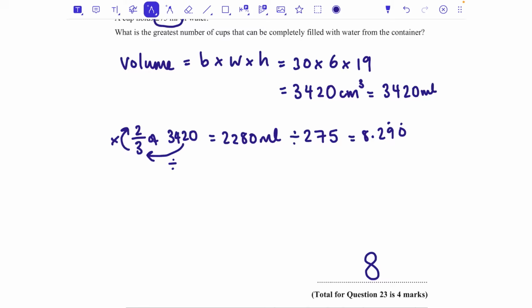If you wrote 8.29 on the answer line, you are going to lose marks there because it said what's the greatest number of cups that can be completely filled.